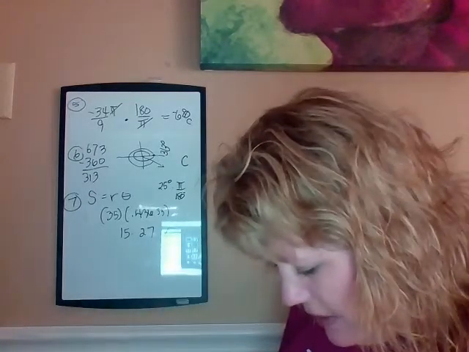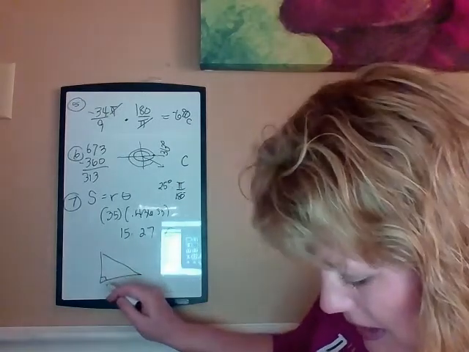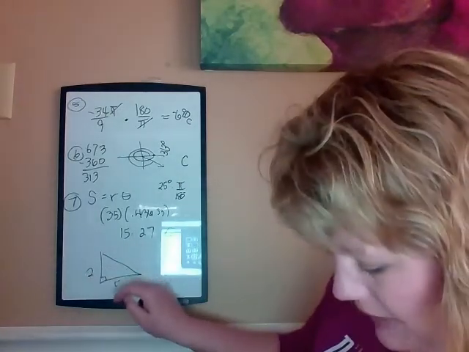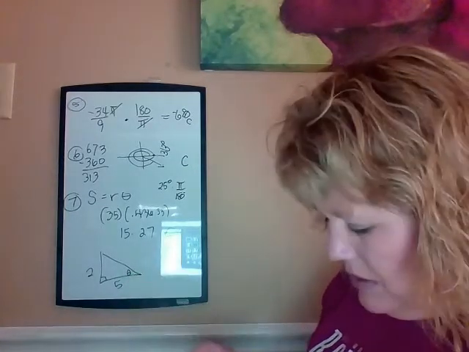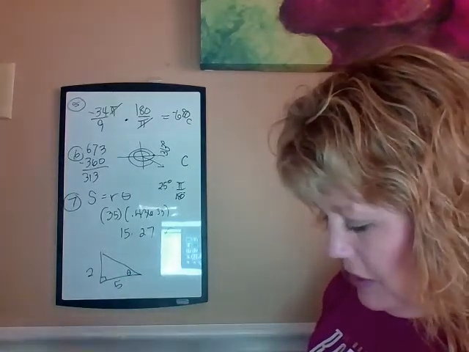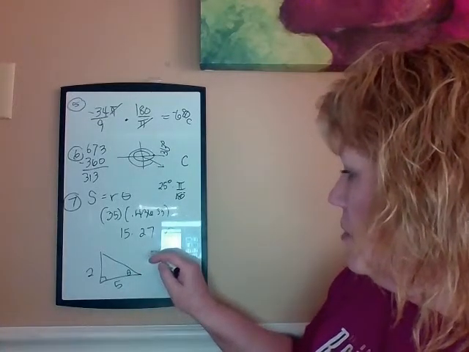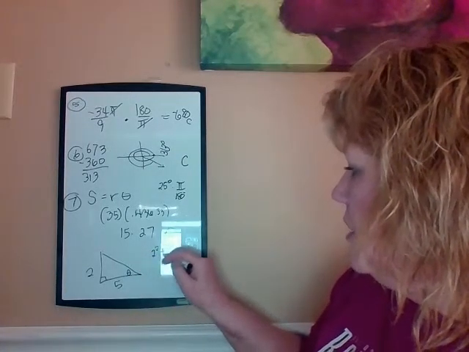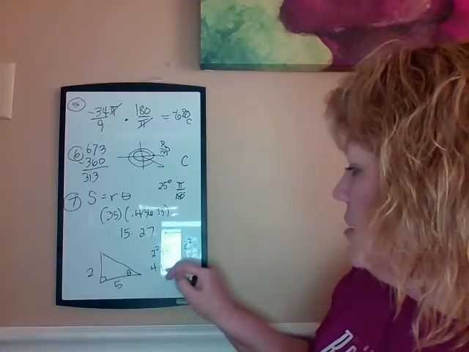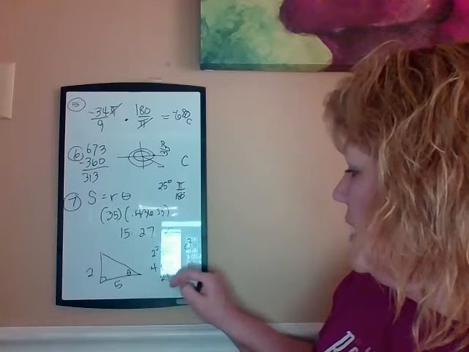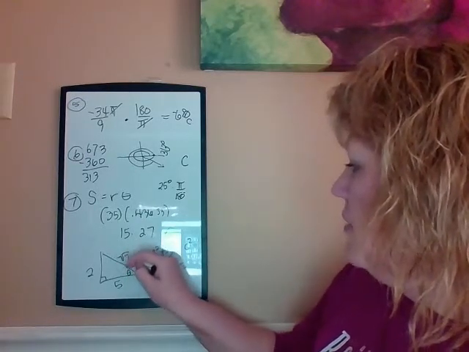Number 8, find the sine. They've drawn us a triangle. They've given you 2, 5. Theta is here. They tell you 2 and 5, so you have to figure out the hypotenuse. So you want to do 2 squared plus 5 squared is c squared. This is 4. This is 25. Turns out to be 29. So it's the square root of 29.